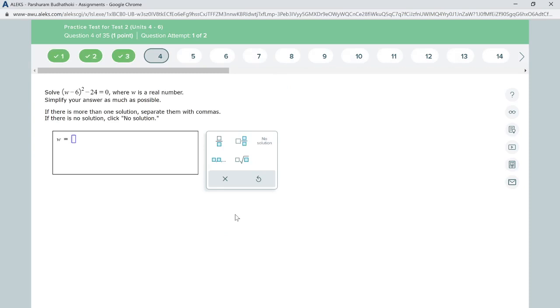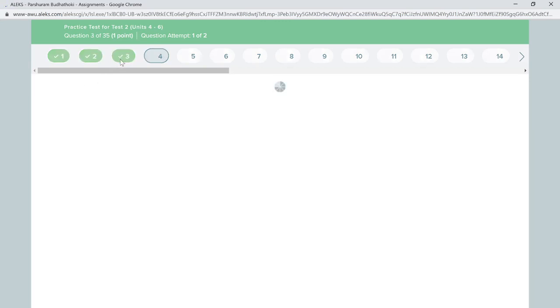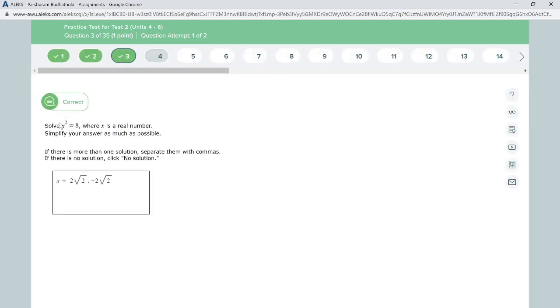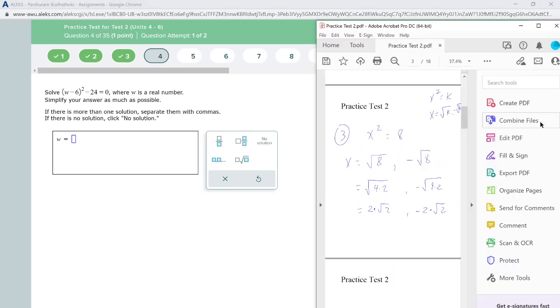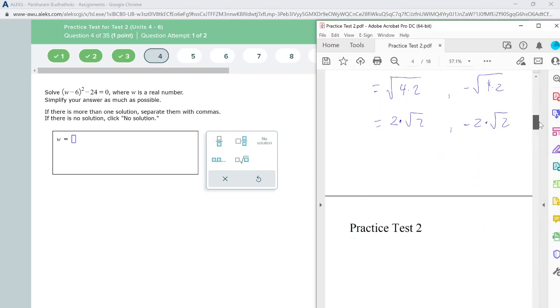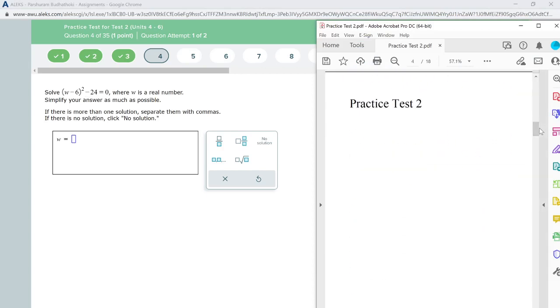Okay, we can use the same trick here, but in this case, as in problem 3, we had x squared on the left side and a positive number on the right side. In this case, instead of x squared, we have (w minus 6) squared minus 24. So we can use a similar trick here, the completing the square trick. Number 4: (w minus 6) squared minus 24 equals 0.